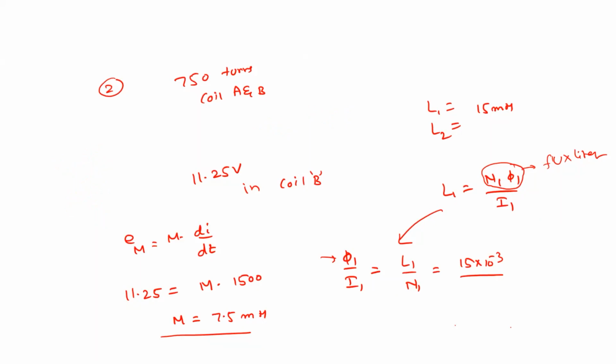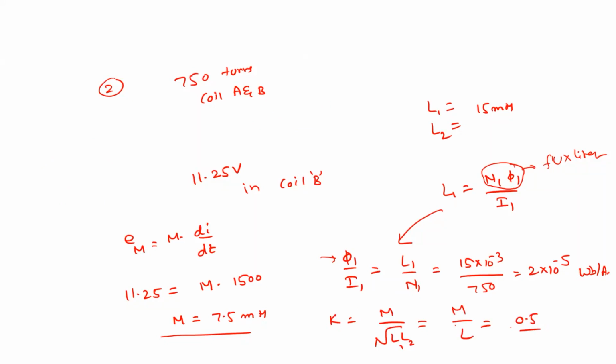The flux is equal to your current. So 5.1 by I1 is L1. Here N1 is 750, right? So that is 2 into 10 to the power of minus 5 Weber per ampere. So what is the next thing? Coefficient of coupling, right? K equal to M by square root L1 L2. Here L1 and L2 are same, so that means M by L only. M is 7.5, right? So you get 0.5. Is it clear?